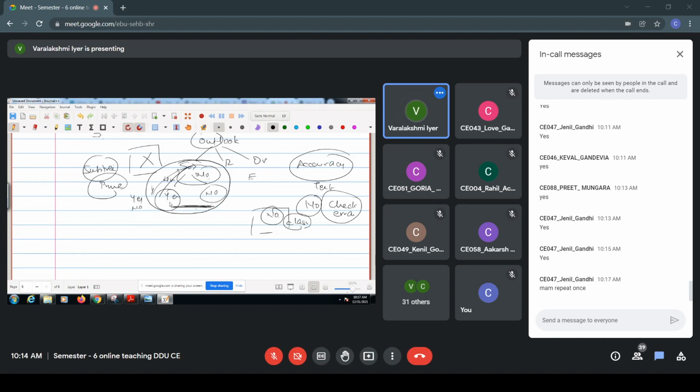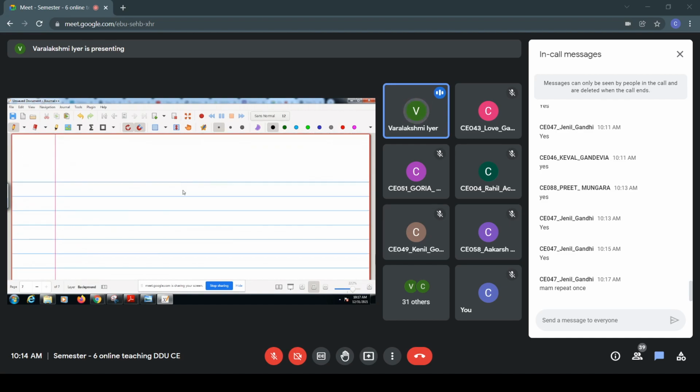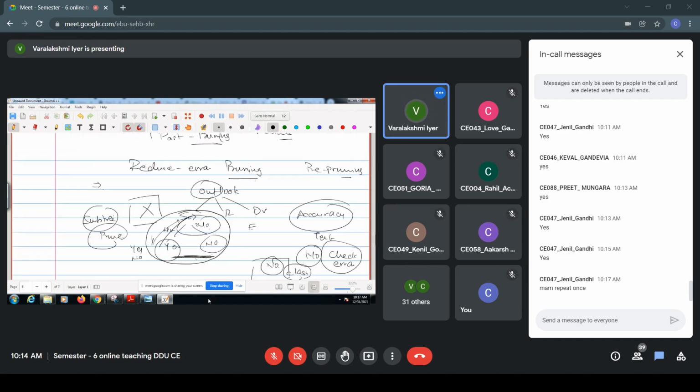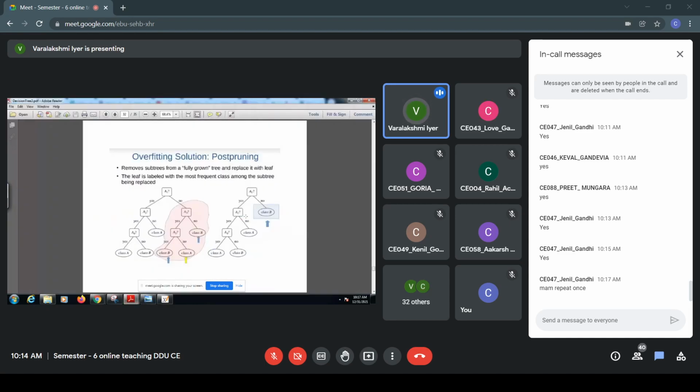Okay, I'll repeat. In reduced error pruning, as in the example we have stated, we'll be removing a particular subtree. We'll allow the tree to overfit on the data set, and after the overfitting has occurred, we'll prune the tree. That is, we'll cut some of the subtrees after the overfitting has occurred on the particular data set.